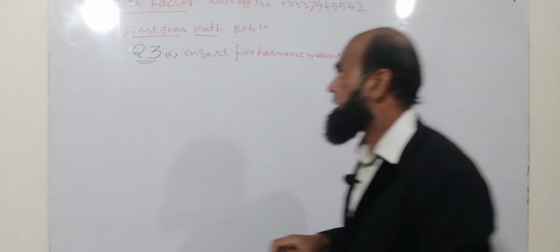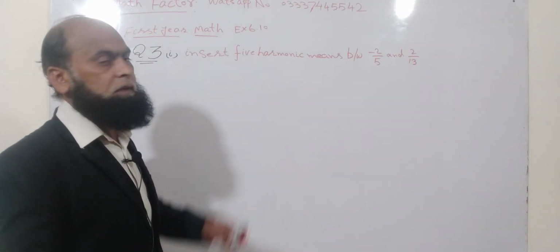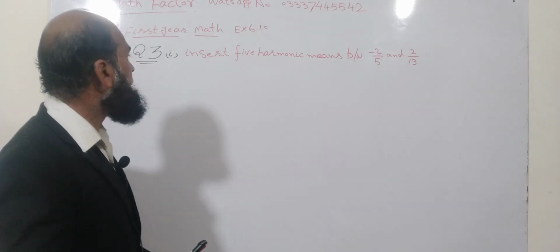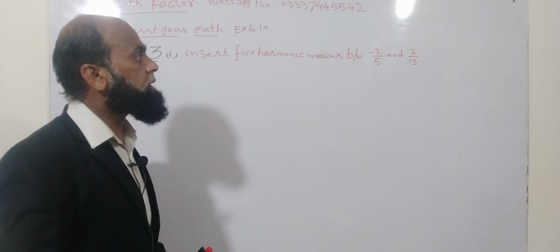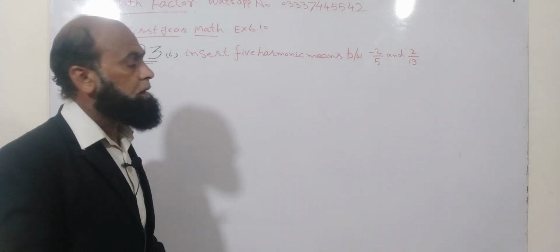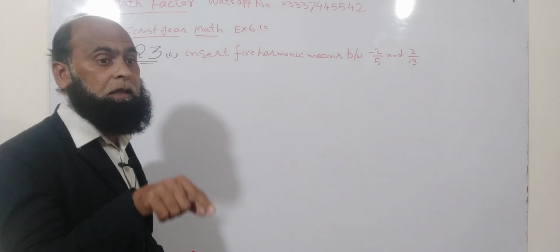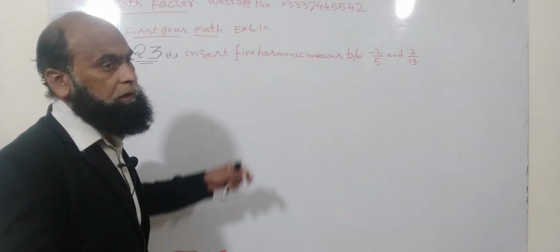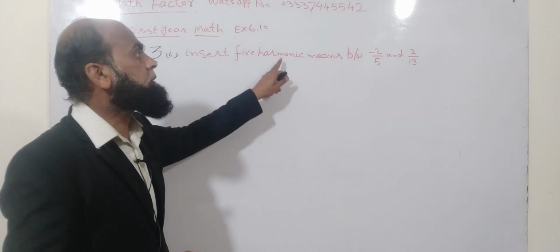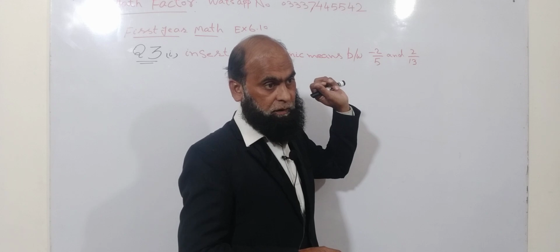In this video we discuss question number 3, part first, exercise 6.10. Find 5 harmonic means between minus 2 by 5 and 2 by 13. Just same as finding 5 arithmetic means. Its solution is equivalent to finding 5 arithmetic means between the reciprocal of these terms.